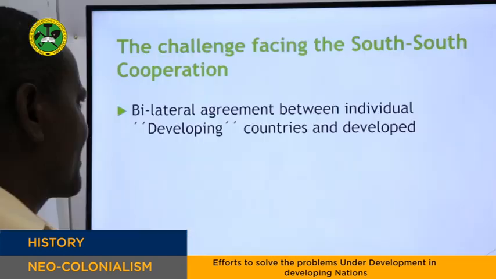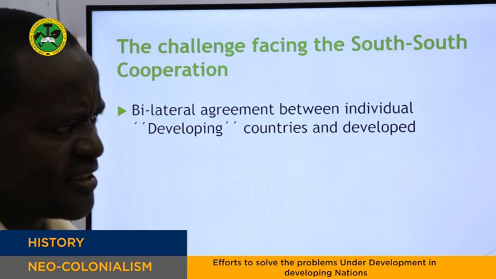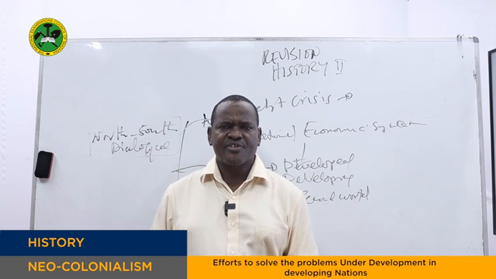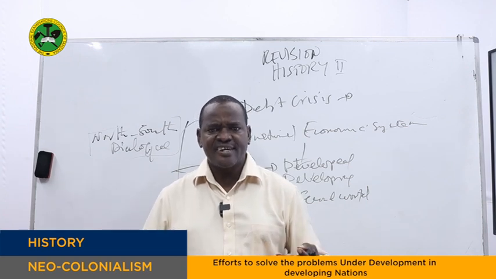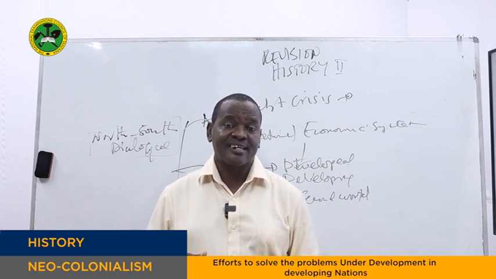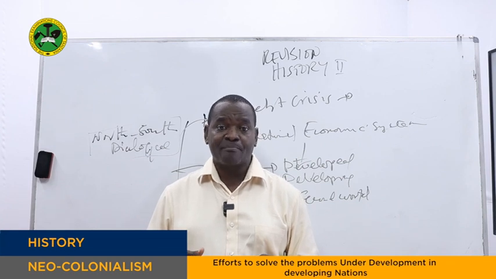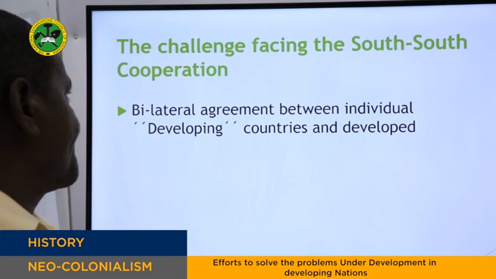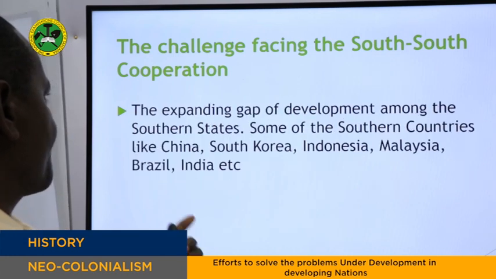Another thing is bilateral agreement between individual developing countries. Bilateral agreement, two countries enter into agreement, one southern country and another northern country. They enter into agreement, either trade agreement or maybe some economic agreement, and sometimes the agreement which they have just entered violates the terms which have been set by the South-South cooperation. This is another very important obstacle to development of South-South cooperation.